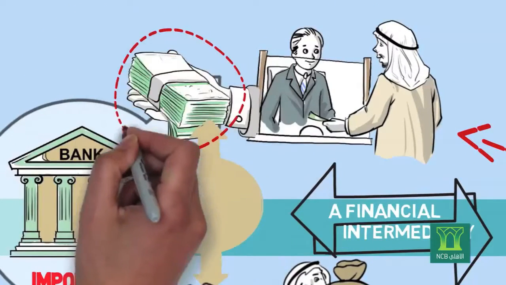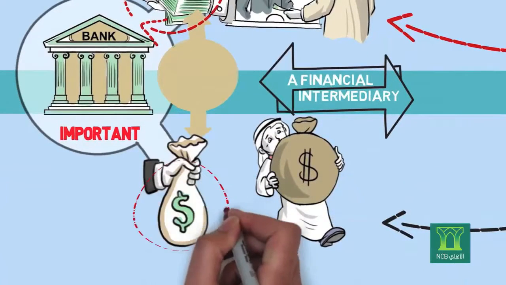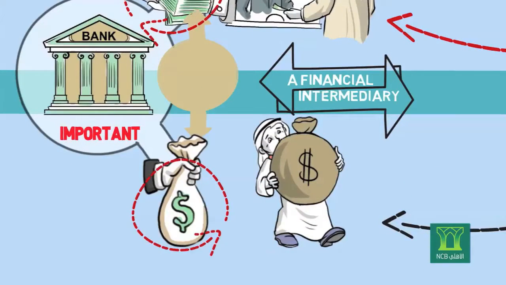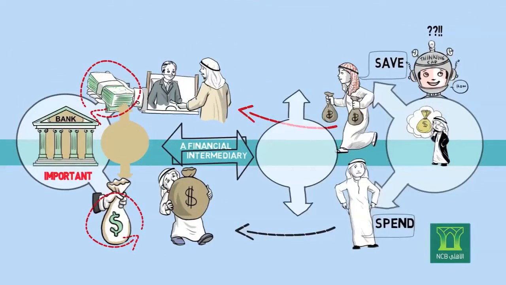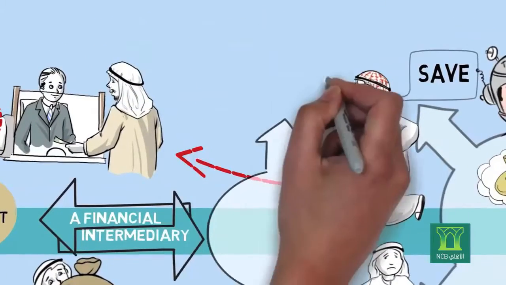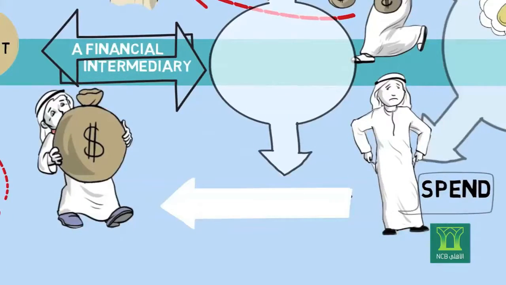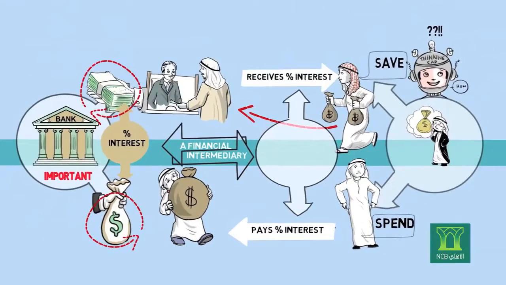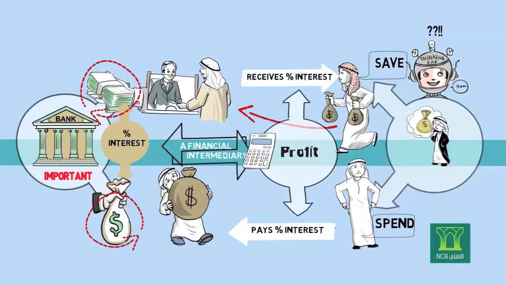So you can see people depositing money on one side, and on the other side, there are people who are approaching the bank to seek funding. Both the activities of deposit taking and providing funds are based on interest. What it means is that a depositor would receive fixed interest on his deposits, and the fund seeker will have to pay a fixed percentage of interest on the money borrowed. And the difference of these two interest rates becomes the bank's profit.